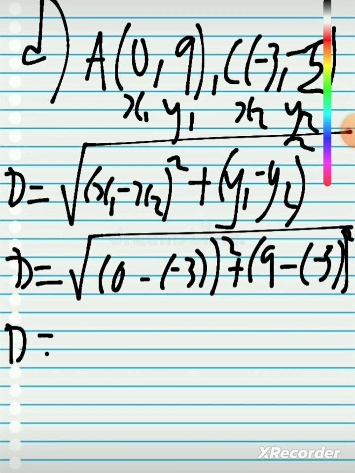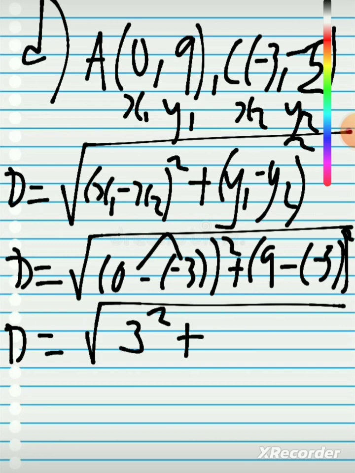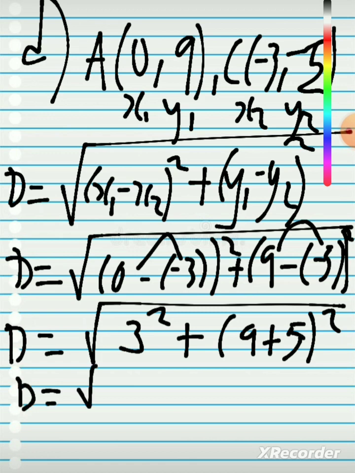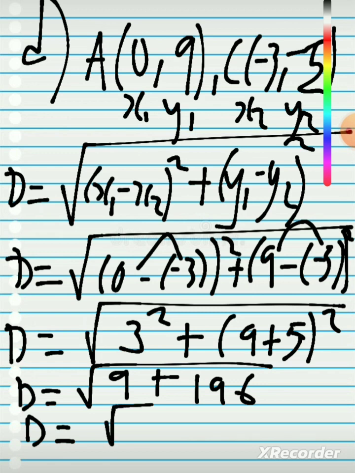So distance will be equal to 0, negative times negative is plus, so you're going to remain with 3 squared, plus negative times negative is plus, so it's 9 plus 5 squared. Okay, so distance is equal to square root of 3 squared is 9, plus 9 plus 5 it's 13, I mean 14, so it's 14 squared, it's going to give you 196. Okay, so distance is equal to square root of 205 units.